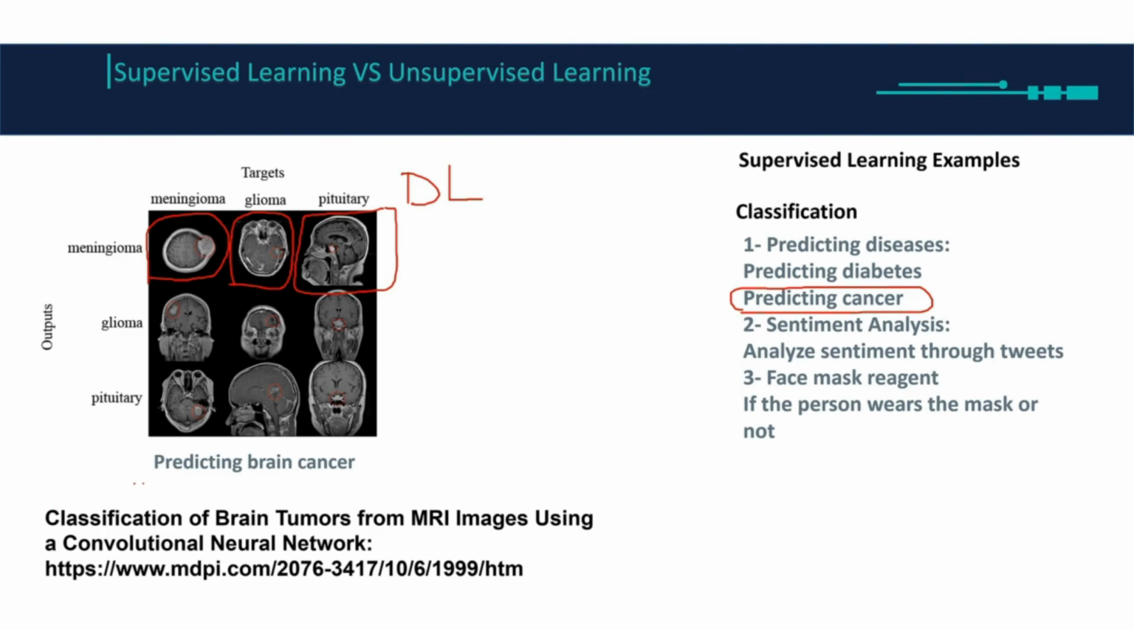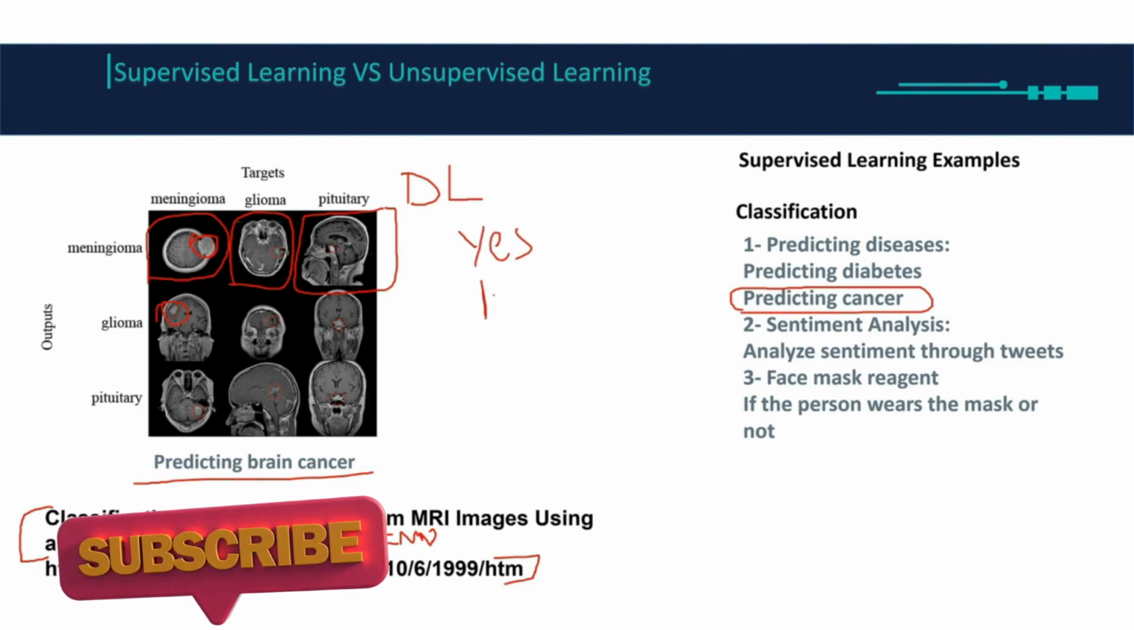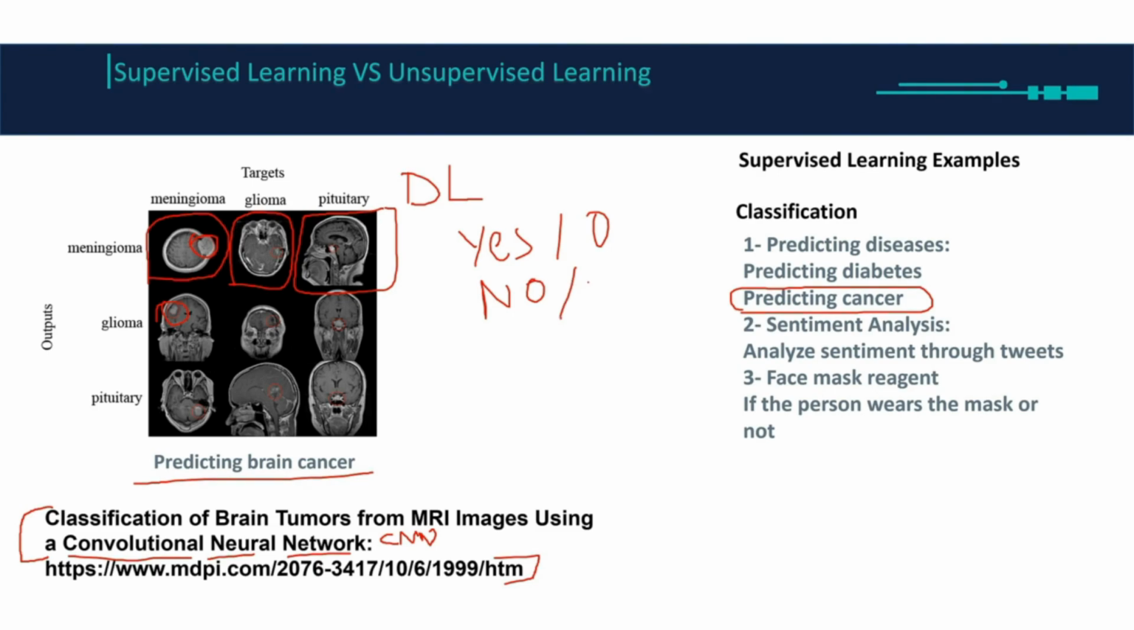So here we're predicting brain cancer, and the name of the example is classification of brain tumors from MRI images, using something called a convolutional neural network. In short, we call it CNN, and CNN is a type of artificial neural network. We're going to take that in the deep learning course, and this is the link if you want to check more in detail. If you see this small circle area, these are the tumors, and the output is going to be yes, he got a brain tumor, or no, he didn't. 0 and 1, or sorry, the opposite, 1 means yes and 0 means no, whatever, it depends. So this is a binary classification.